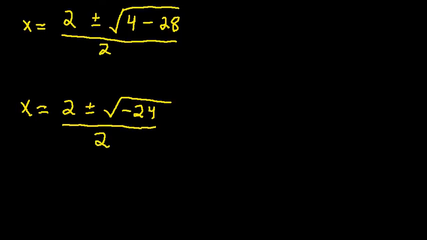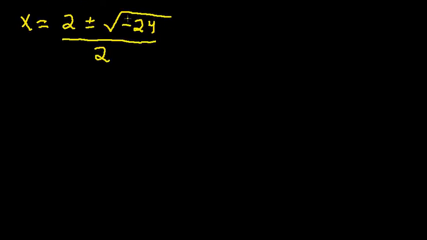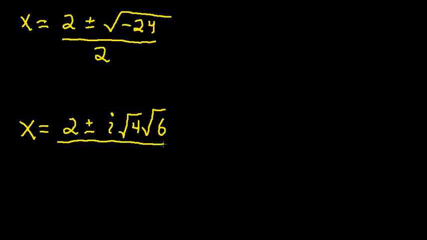For the next step, we're going to simplify this part under the square root. So x equals 2 plus minus, and then I'm going to pull out the i. Now I can write everything inside the square root as positive. And I'm going to note that the square root of 24 is actually equal to the square root of 4 times the square root of 6. So square root of 4 times square root of 6 equals square root of 24, and that i accounts for the negative. And then all that over 2, right?